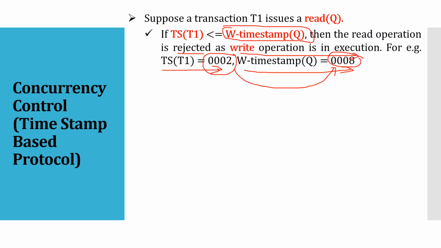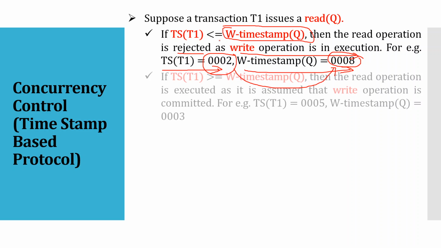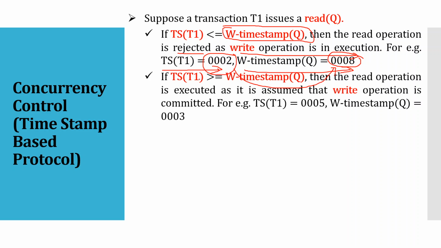So you just need to focus on these conditions. Just try to remember these conditions. Don't go for the examples that I have written here. Just focus on the condition that if a transaction wants to read and you already have a particular W timestamp, and this condition is true, then a read operation will not be allowed. Secondly, if TS of T1 is greater than or equal to W timestamp, then the read operation is executed, as it is assumed that the write operation is committed.